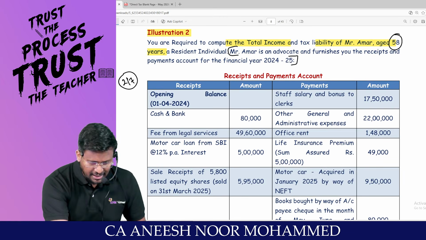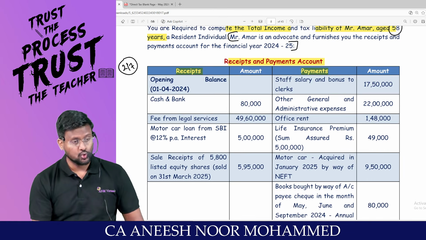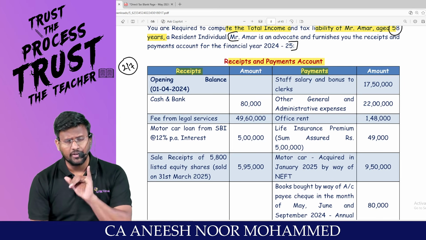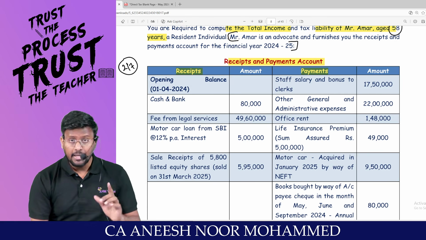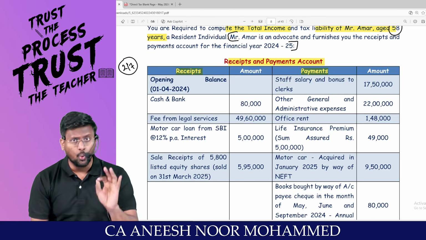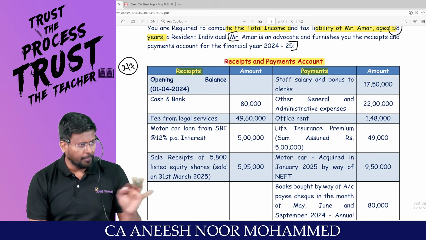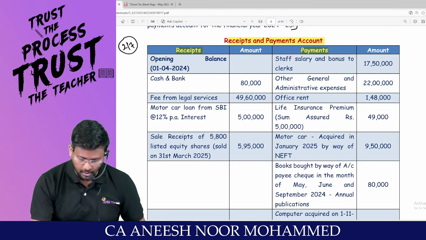Come on, these are the receipts and payments. This is the receipt side and this is the payment side. So many receipts will be there. Revenue receipts will be there. Capital receipts will be there. Only pick the revenue receipts. On the payment side, revenue payments will be there. Capital payments will be there. Only pick the revenue payments. The capital payments, you have to use for the depreciation purpose. Are you all really with me?